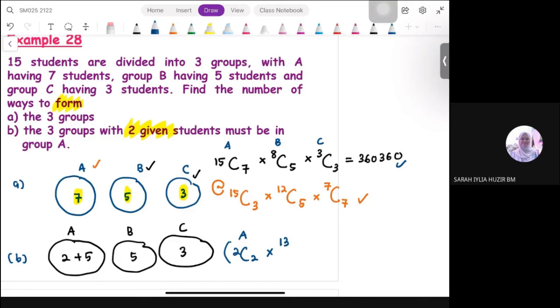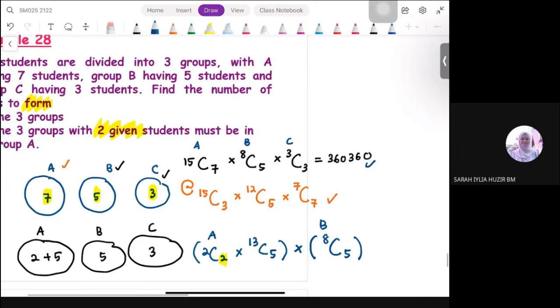Tak kisah, saya mula dengan group A lah dulu. Okay, so tadi kita dah pilih dua, nak cukupkan syarat lagi 3 orang. So, 13C3. Sorry, 13C5. Kita nak pilih 7 orang group A. Saya salah pandang. 13C5. Alright, times with. Now, for group B. Kalau kita dah pilih 7 people for group A, we left with another 8 people. Choose 5 of them into group B. And then remaining 3 people automatically would be chosen to group C.